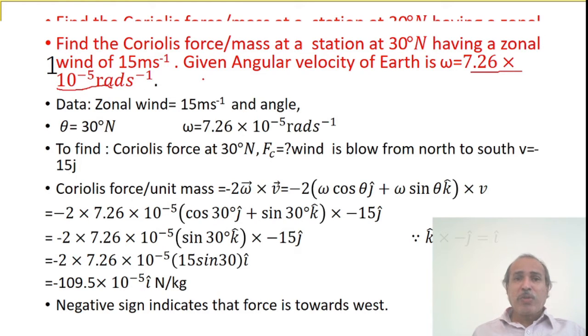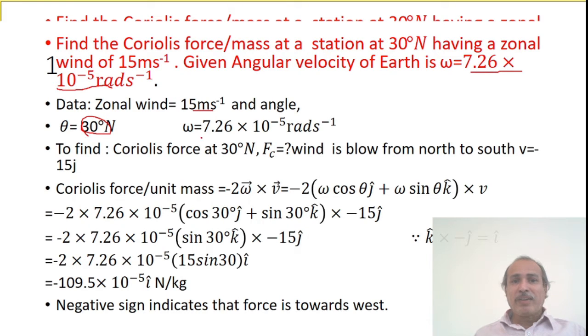So first, what are the given things? You should write the data here. Zonal wind is 15 meter per second, and the angle theta is 30° north, which means theta equals 30° north.